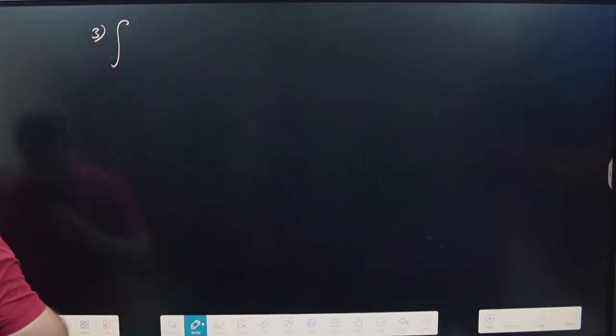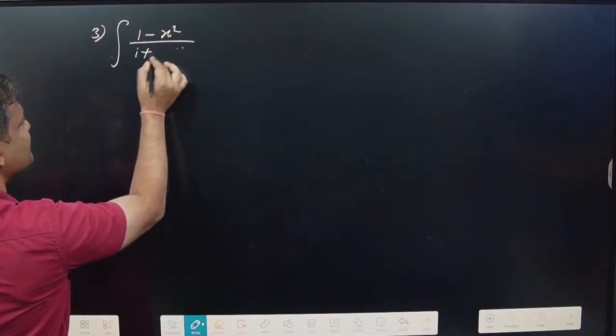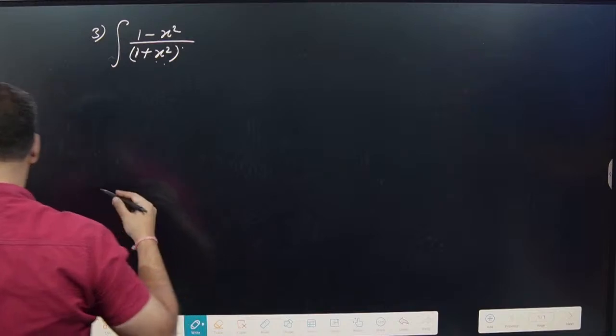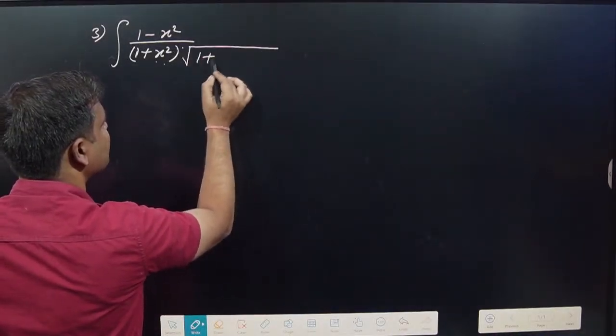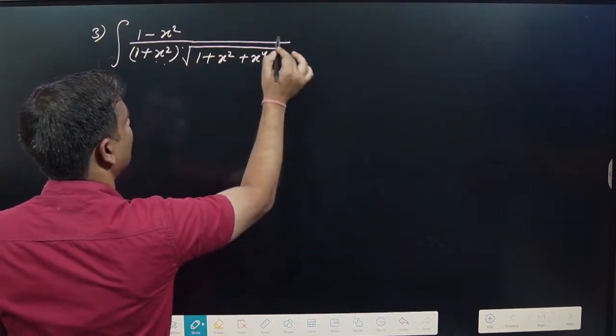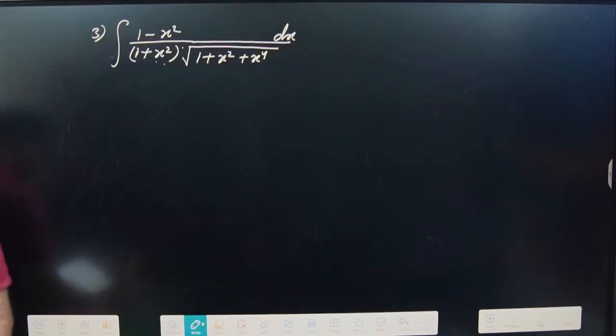Integration of (1 minus x square) upon (1 plus x square) into the square root of (1 plus x square plus x to the power 4) dx is given. Then how can we solve this type of problem? Very simple. This question is very simple.